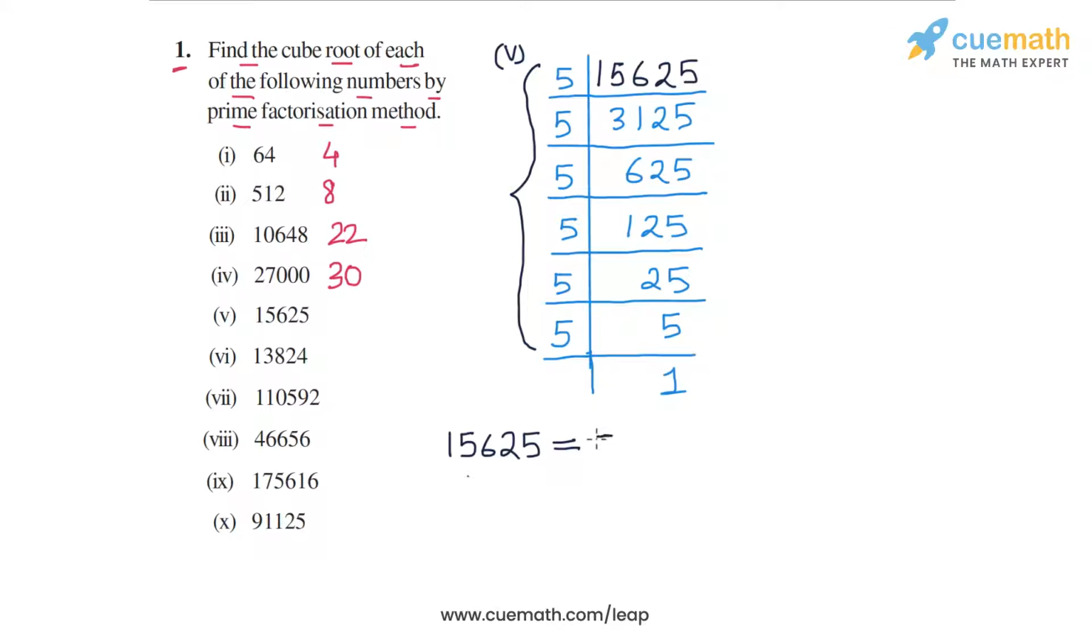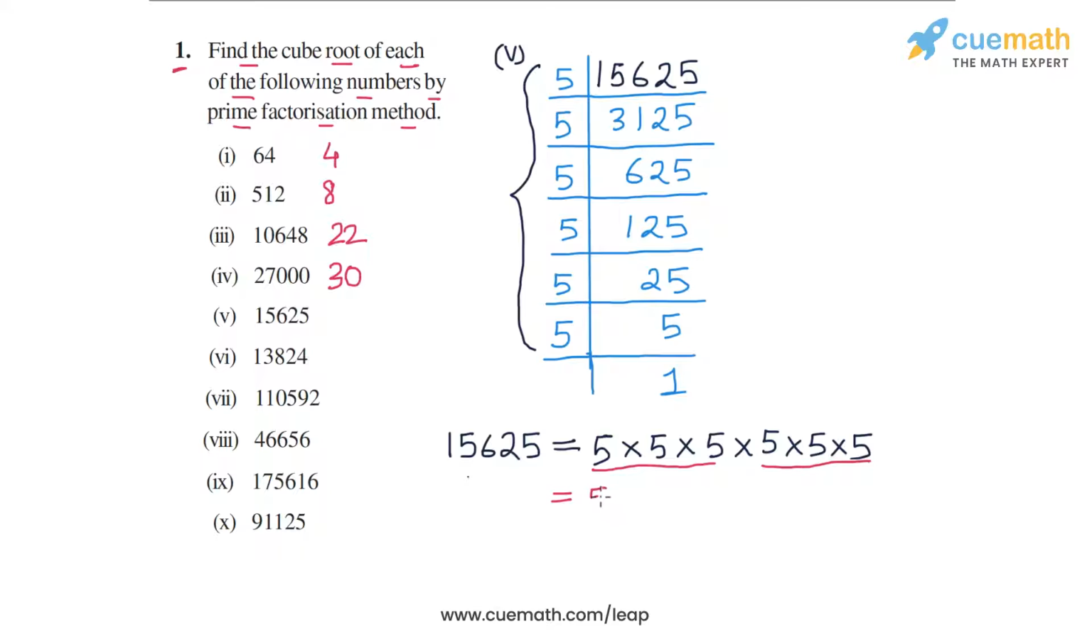So let's write this. It has 6 repetitions of the prime factor 5. Alright, so if we now group the prime factors into triplets, we get one full triplet of 5 and we get another full triplet of 5. So we can write this as 5 cube into 5 cube, and this we can further write as 5 into 5 whole cube. And from here it's easy to write the cube root of this number.